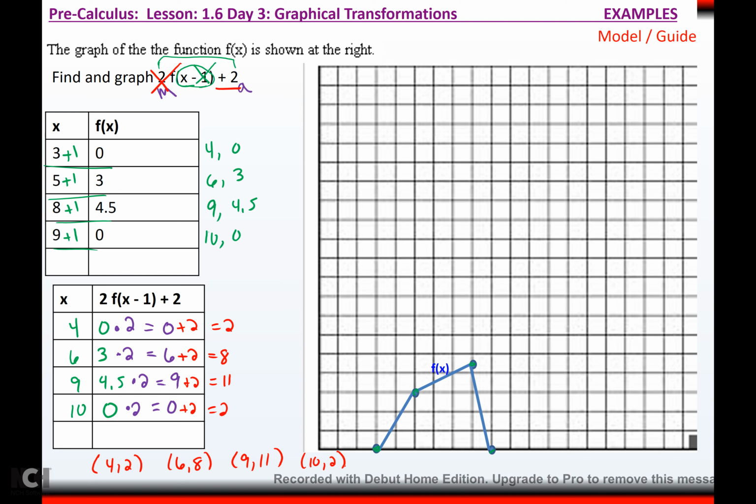If I plot those points, and connect, then you can see it shifted to the right once, did a vertical stretch of 2, and then moved up 2. Okay?